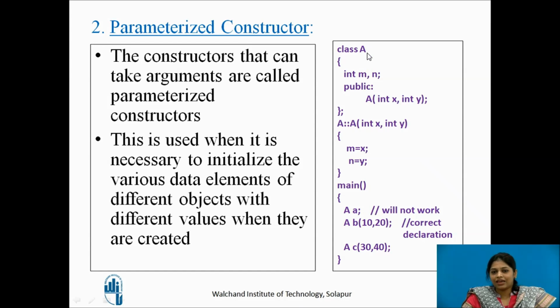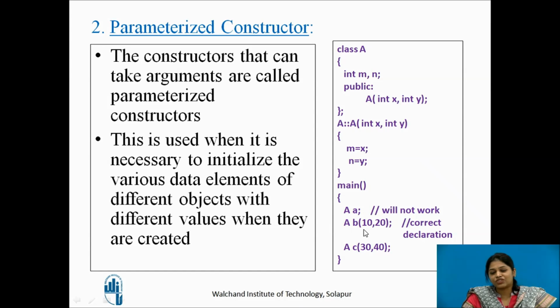Here is a class A having the data members m and n in the private section of the class, and in the public section a constructor A has been declared. As you can see, the constructor accepts two parameters x and y whose values are assigned to the data members m and n. Now, when in main we are creating the object, this time the parameterized constructor is not invoked. This is not sufficient to invoke a parameterized constructor.